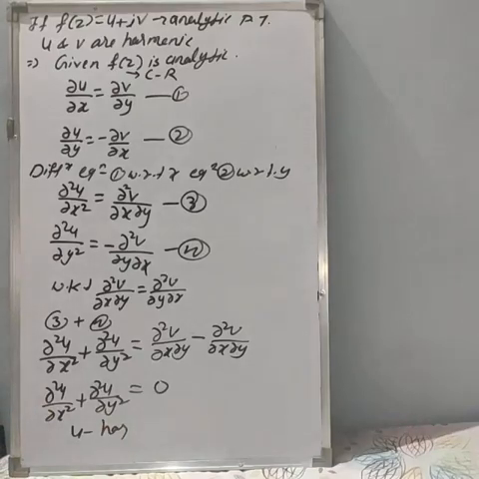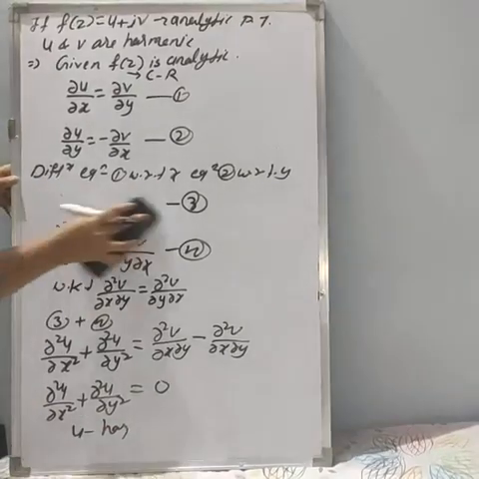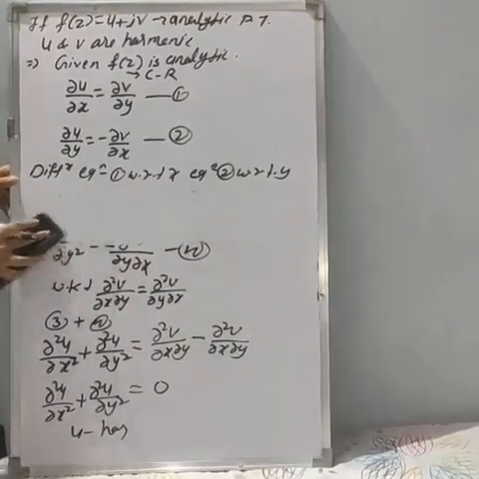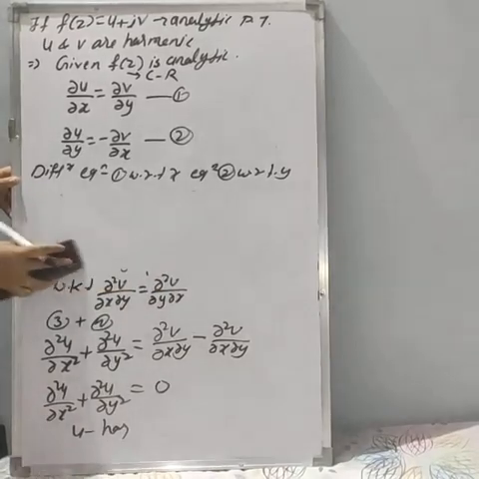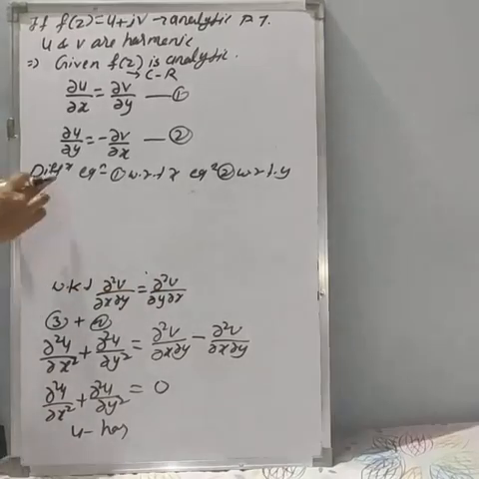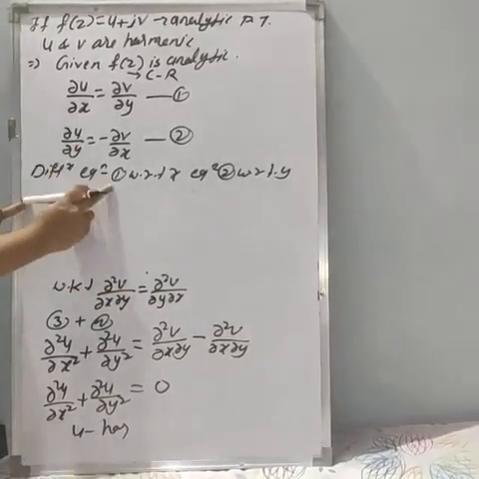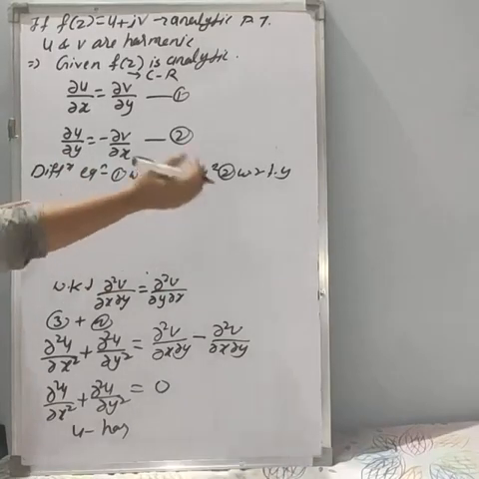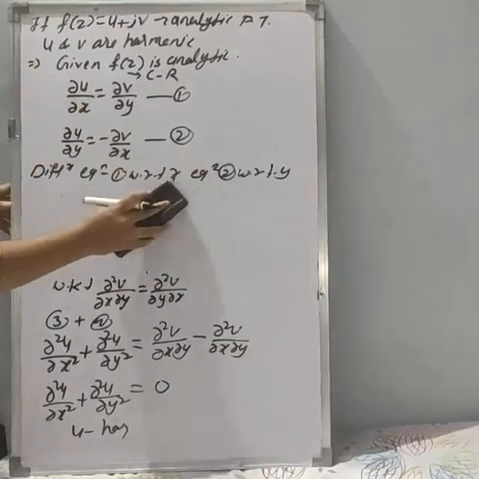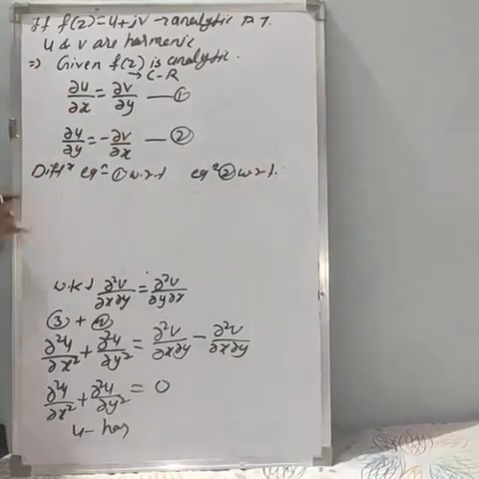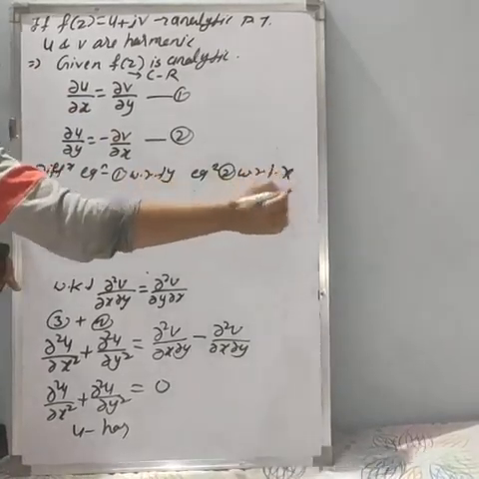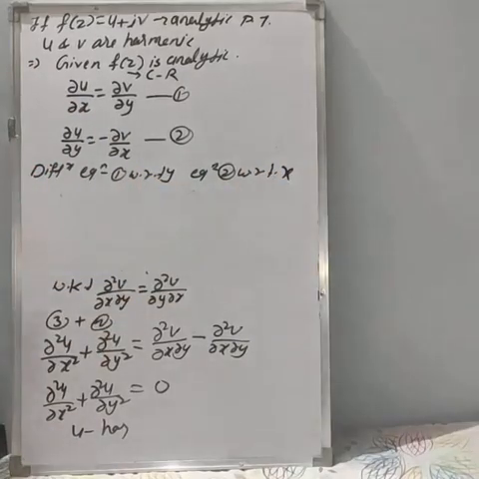Similarly, we now have to prove v is a harmonic function. In the first case we differentiated equation 1 with respect to x and equation 2 with respect to y. Now we will take the vice versa: differentiate equation 1 with respect to y and equation 2 with respect to x. Let us see what we will get.